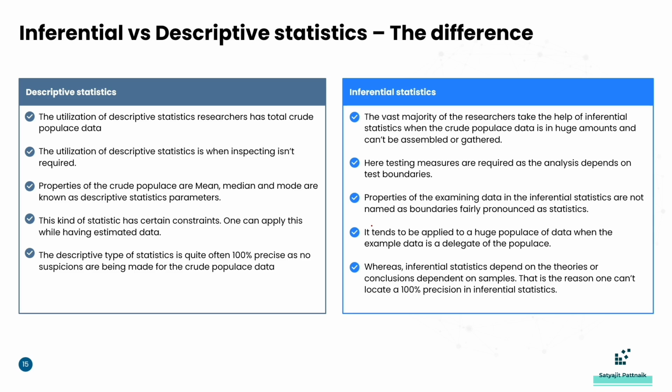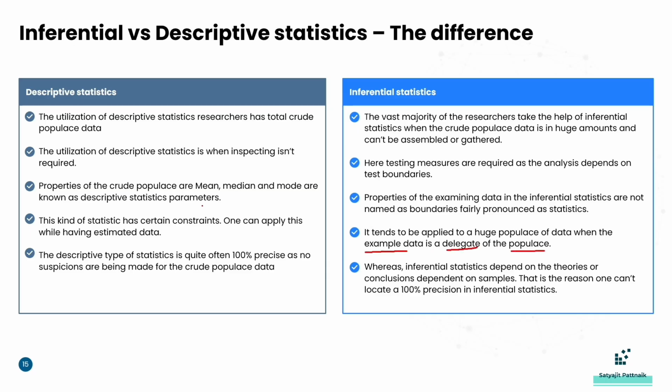Properties of the raw population, which are mean, median, and mode, are known as descriptive statistics parameters. Properties of the sampling data in inferential statistics are not named as parameters, rather pronounced as statistics. Descriptive statistics has certain constraints. One can apply this while having limited data. Inferential statistics can be applied to a huge population of data when the sample data is a representative of the population.